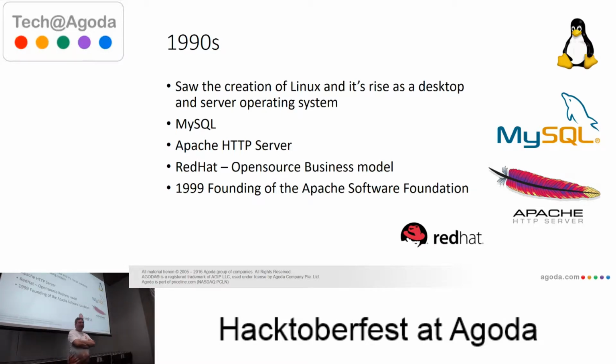So in the 90s is where we saw Linux come out. Linux was based on the Minix operating system. MySQL and the Apache HTTP server followed, and also the founding of the Apache Software Foundation. Red Hat also popped up in the 90s, and they were one of the first big companies to adopt this open source business model, where they would produce services that surround free software in order to monetize it. And that's really when things started to explode.